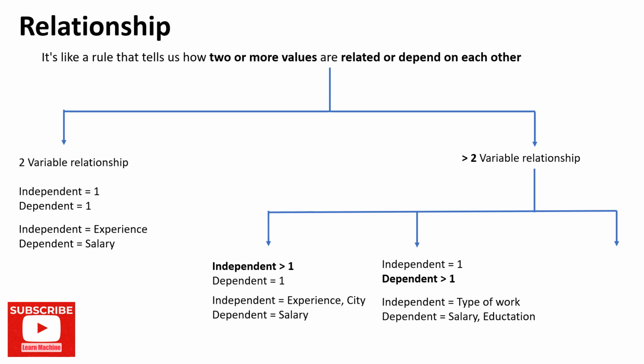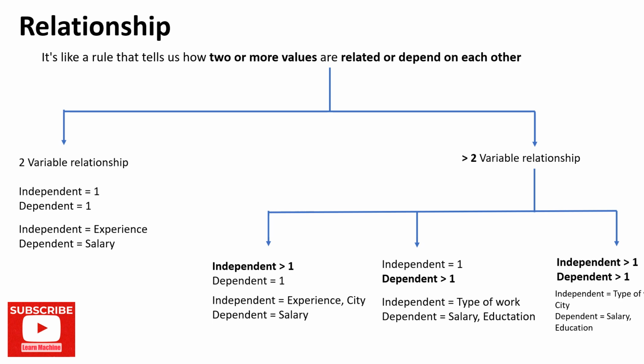Or it can be that the independent is one, but the dependents are more than one. For example, the type of work which I do, and based on that, I want to tell what kind of a salary I will be having and what kind of an education I will be having. Suppose if I am a teacher teaching at a school, my salary will range around $10, and the kind of education I have will be graduation or bachelors in science or these things.